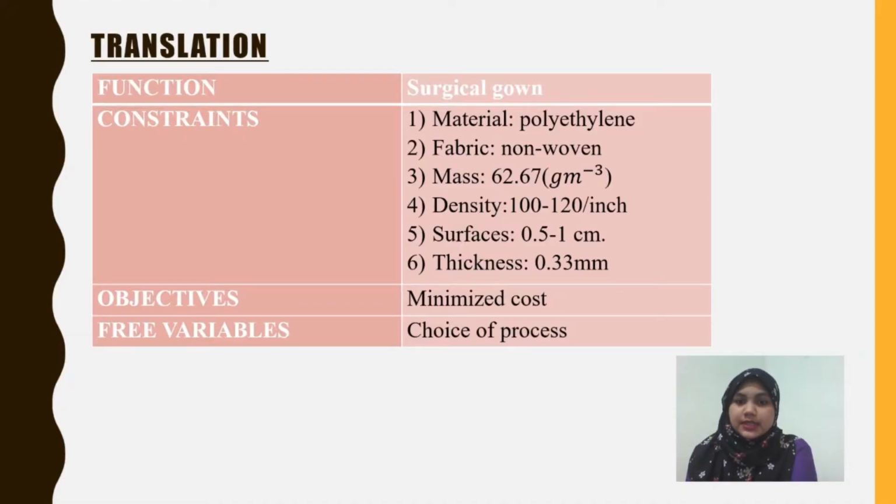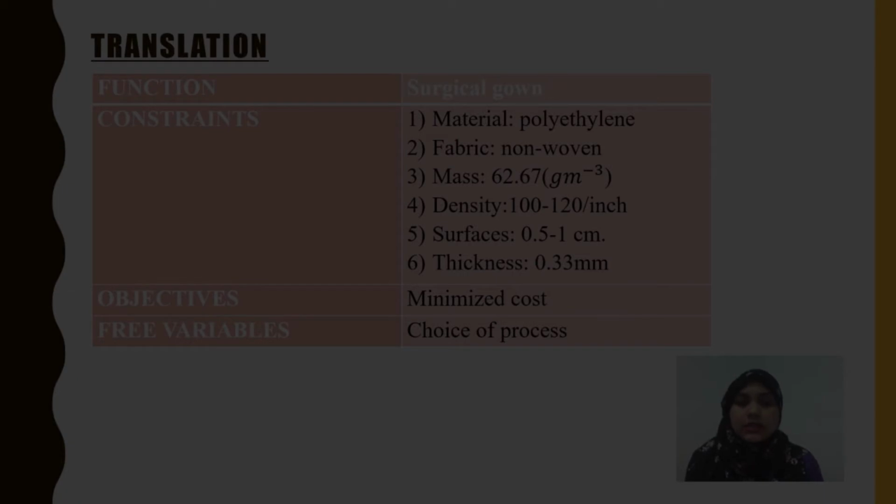Today I want to present the manufacturing process selection strategy based on the process method of shaping, joining, and finishing. This is a requirement of the translation. First, the function of the translation is a surgical gown. For constraint, we have material using polyethylene, fabric non-woven, mass, density, surface, and thickness. The objective of this process is to minimize cost, and the free variable is the choice of process.